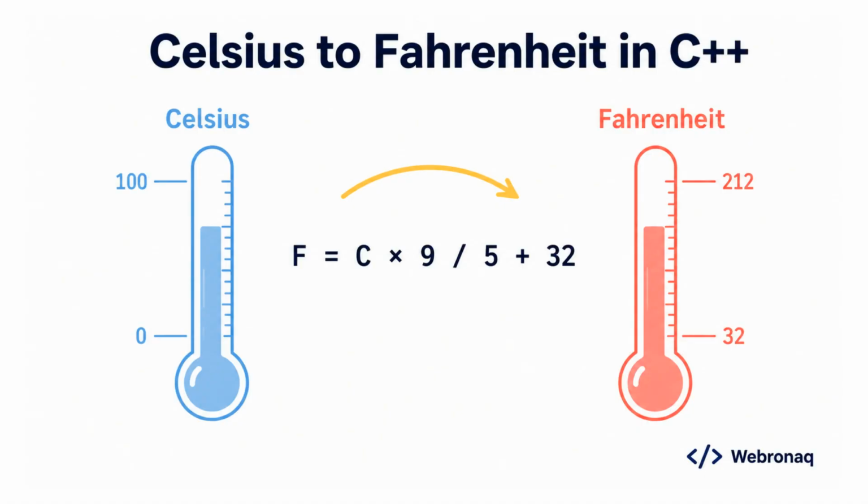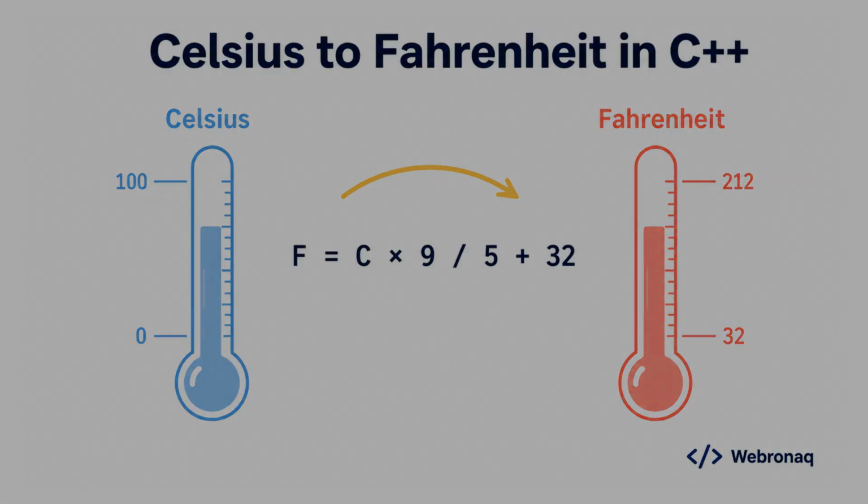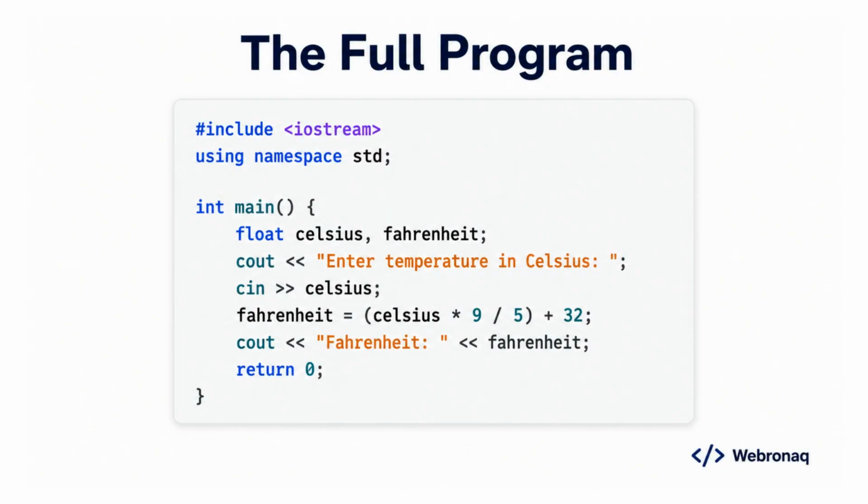The moment you ask a computer to do this, you have to make a real decision about how to store these numbers. Whole numbers or numbers with decimals. That one choice changes whether your program gives you the right answer or a completely wrong one. So let me show you the code, walk through what each line is doing, and along the way, we will see what is actually happening under the hood when the CPU runs this math. Let's jump in.